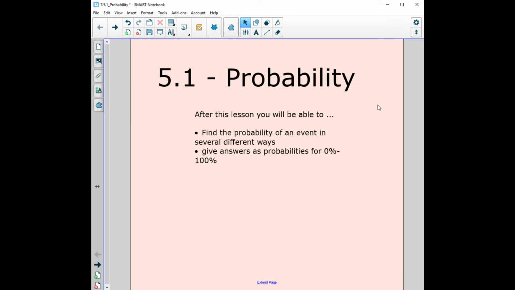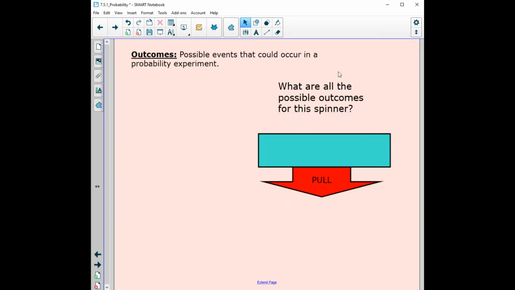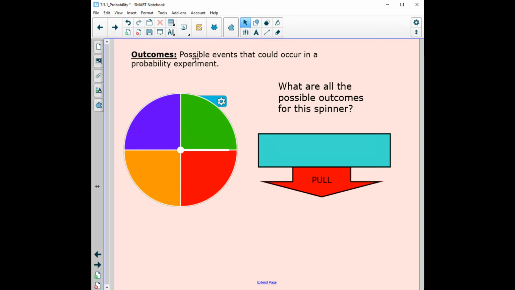After this lesson, you will be able to find the probability of an event in several different ways. Give answers as probabilities from 0% to 100%. Okay, so outcomes. I'm going to give you some key terms, and these are the definitions. Outcomes are the possible events that could occur in a probability experiment.